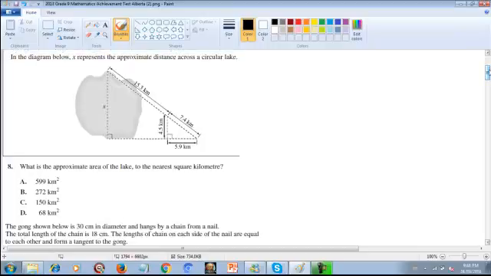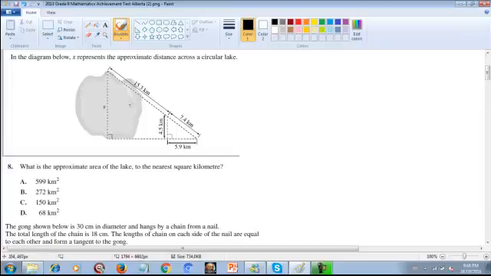In the diagram below, x represents the approximate distance across a circular lake. This is the circular lake, and x is the approximate distance across the lake. If it is a circle, x is the diameter. What is the approximate area of the lake to the nearest square kilometer? We are calling this approximate because this is not a perfect circle, so the area will be a little bit up or down.